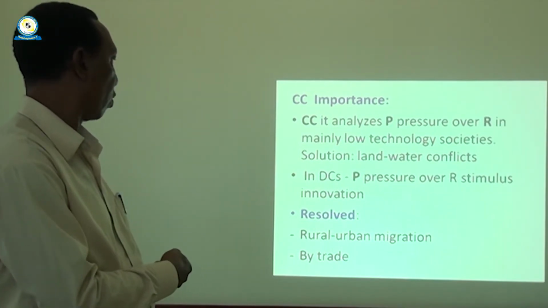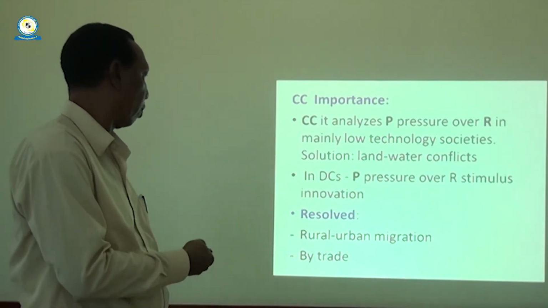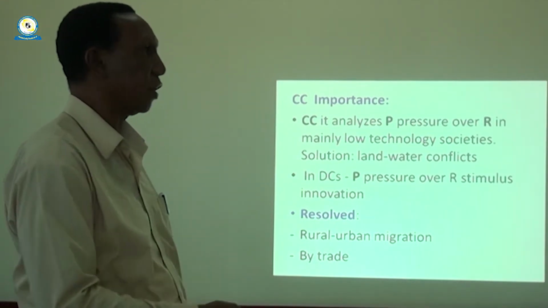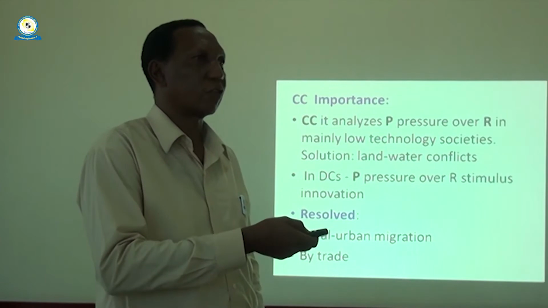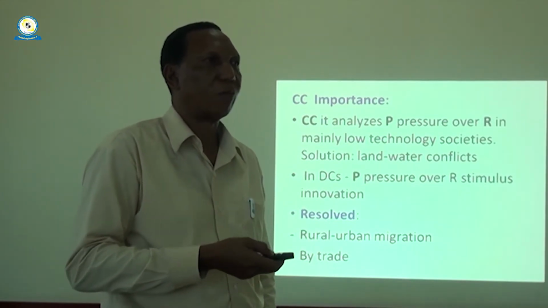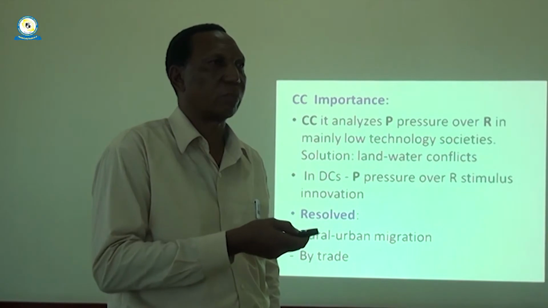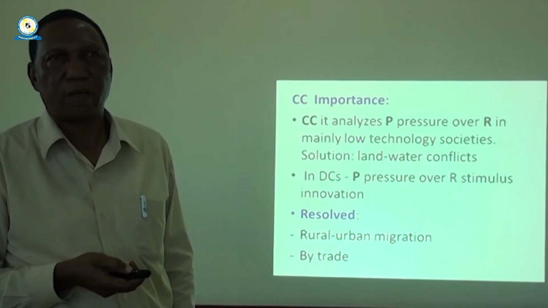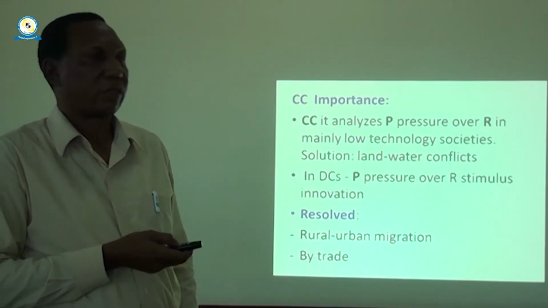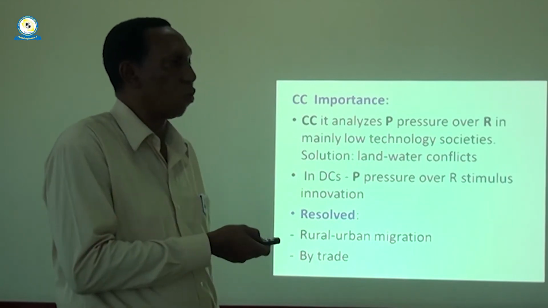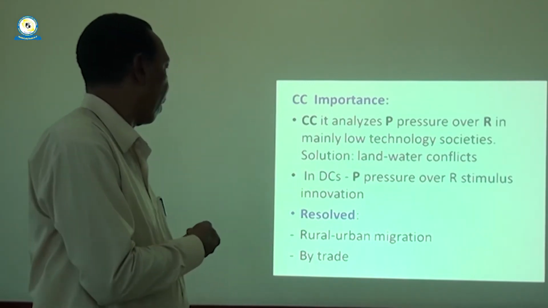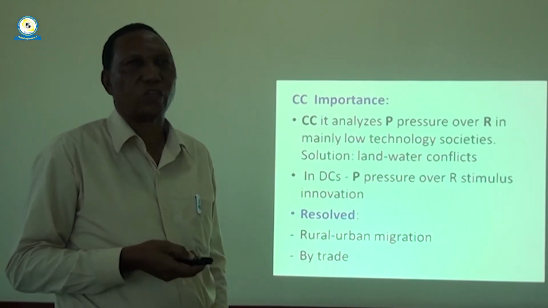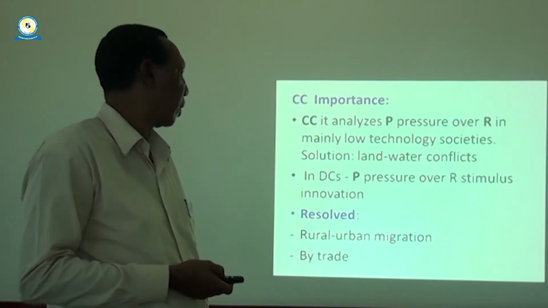In the developing countries, for example, one way of containing the population pressure over resources is rural-urban migration. Moving from the resource pressure to somewhere where there is slightly lower population pressure. You can see people migrate from the rural areas, which are poverty-stricken, to urban areas with the hope and expectation of getting jobs, getting employment, and so on.